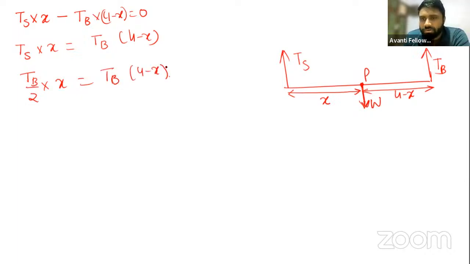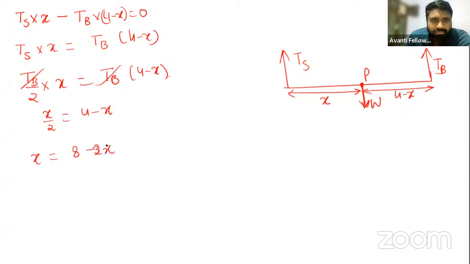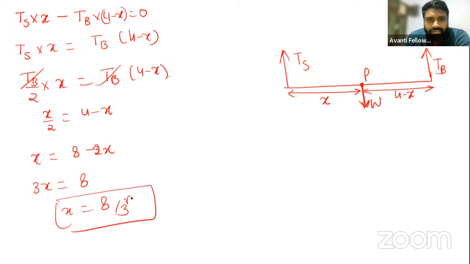Is it clear to everyone so far? Any kind of doubt? Now we can cancel out this TB. So it will become x by 2 is equal to 4 minus x. It will become x equals 8 minus 2x. So 3x is equal to 8, and x would be 8 by 3 meter. So we place this mass at x equals 8 by 3 meter from the steel wire, so that equal stresses would be produced.